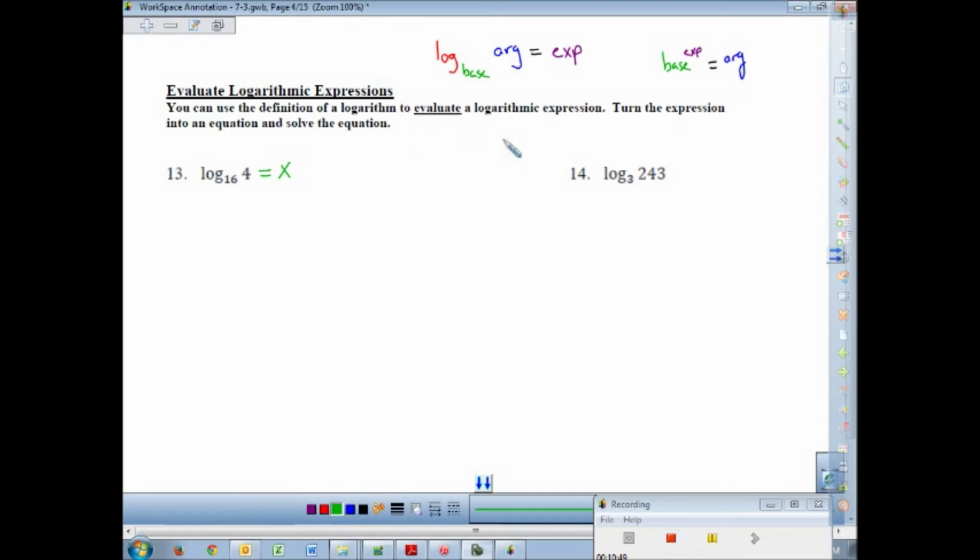Since I have it in this form, let's turn it into exponential form now. What's the base? 16 to the exponent. What's the exponent? X equals 4. And now you have the mental skills to say, 16 to what power would give 4? What do you think about that?